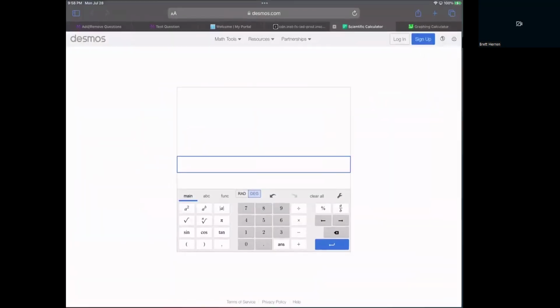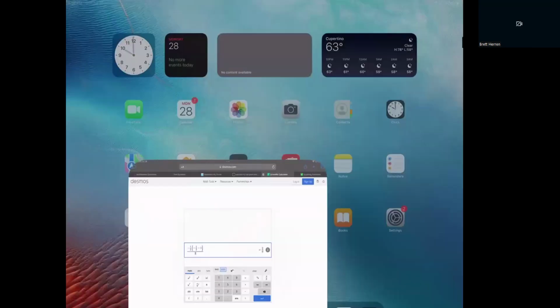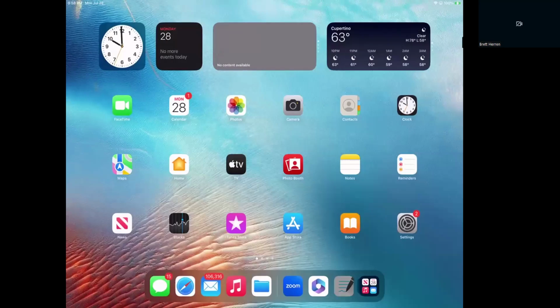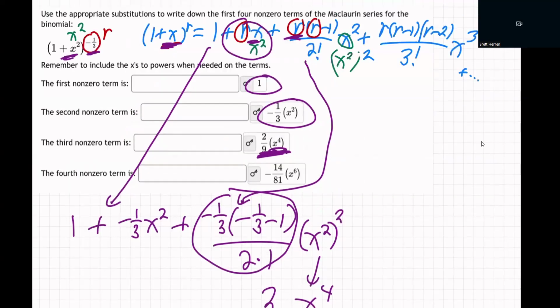And here we go. Put in a fraction. So I go minus 1/3 parenthesis minus 1/3 minus 1, I think, right? Over 2. And hit the fraction button over there. 2/9. Here it is, 2/9. Is that what they said? They did. So that's 2/9 x to the fourth. Beautiful. We have one more to go. Let's do this last one.